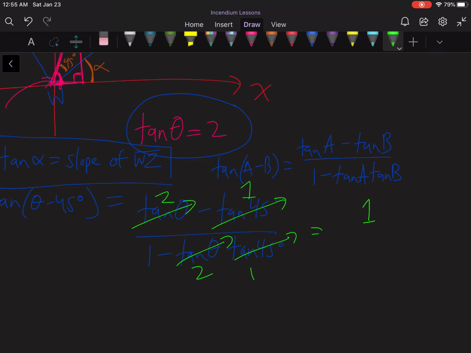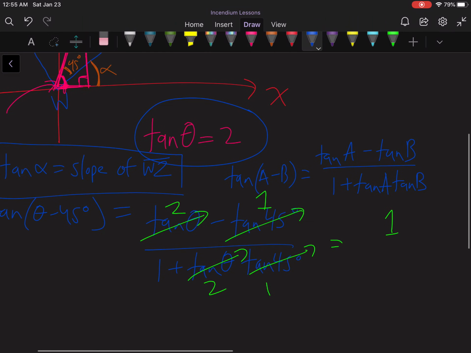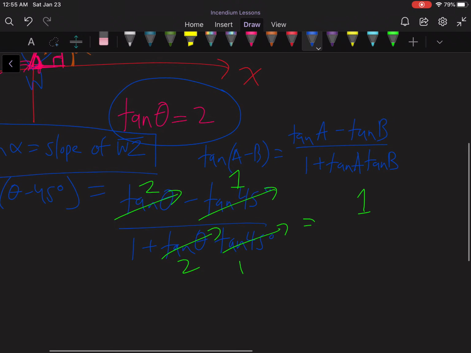Oh, my fault. I have misled you guys. Sorry about that. At the bottom, it's supposed to be 1 plus tangent of a times tangent of b, not minus. So, yeah, sorry about that if I confused you. And if you had a hunch that it was a bit wrong, you are right. It is 1 plus tangent of a times tangent of b.